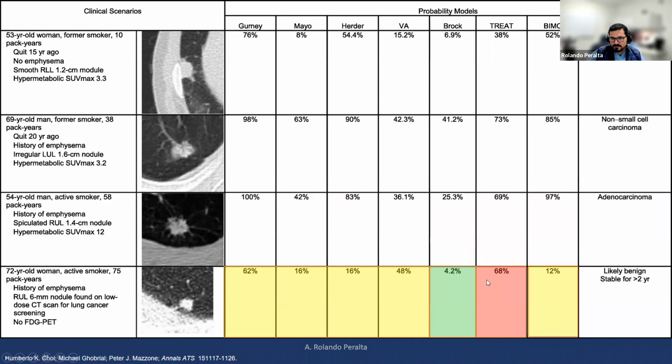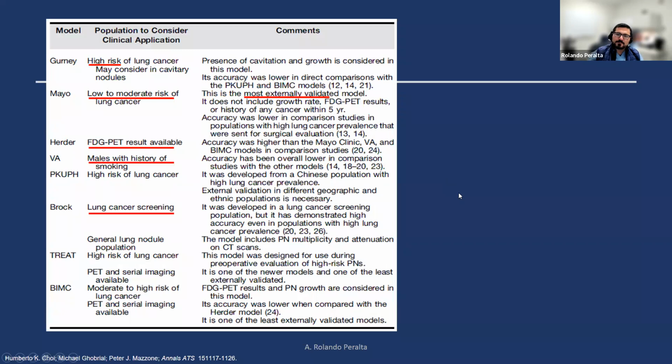If you use any of the other models, it would tell you to get more information or do something else, biopsy, something. But if you use the most appropriate model for this case, it would tell you just watch it. Why am I saying it's the most appropriate? Because the PROC model was created using patients from lung cancer screening. So that is the most appropriate model to use for that specific patient. If you plot it into the Lung-RADS chart, it's a Lung-RADS 3, and all you need to do is a CAT scan in 6 months. So bottom line, use the appropriate model for that specific patient.